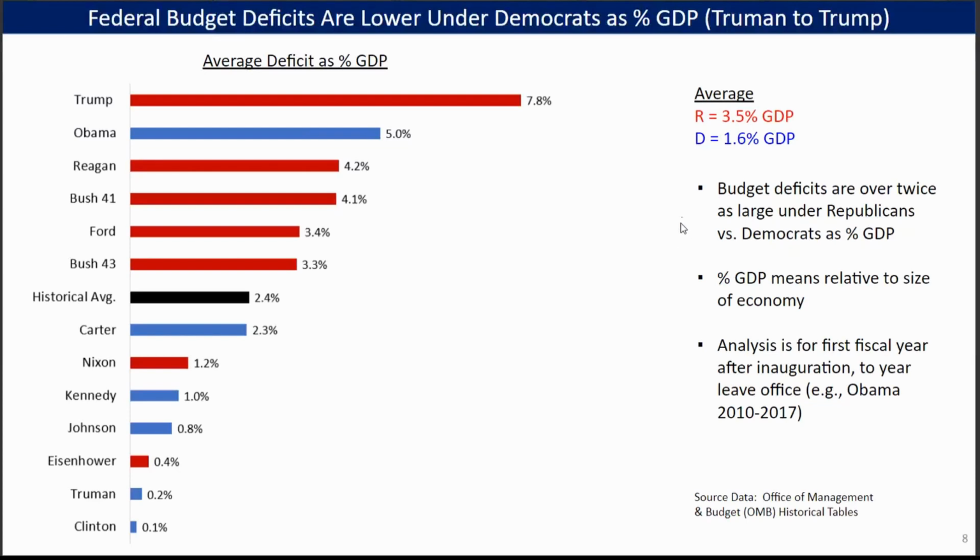GDP is a measure of the size of the economy, and so this allows you to compare over time. And the historical average there, the black bar in the middle, 2.4%, gives you a reference point for historically, what's good or bad when it comes to a budget deficit. But clearly, the Democrats have lower budget deficits, and typically that's a good thing.